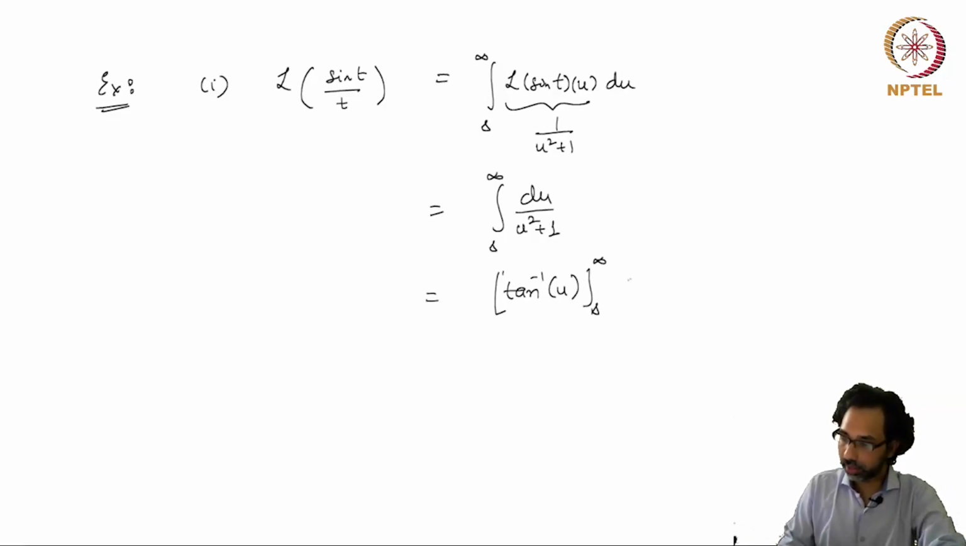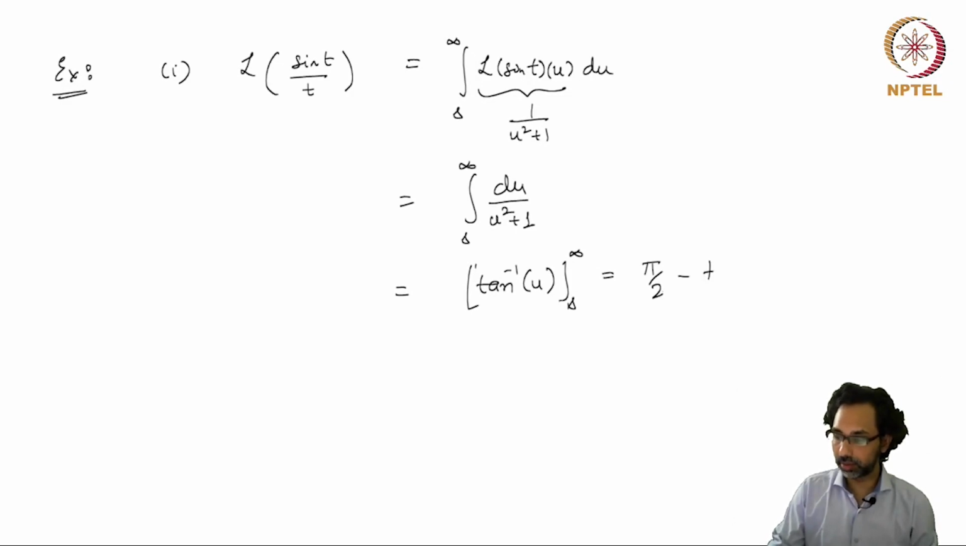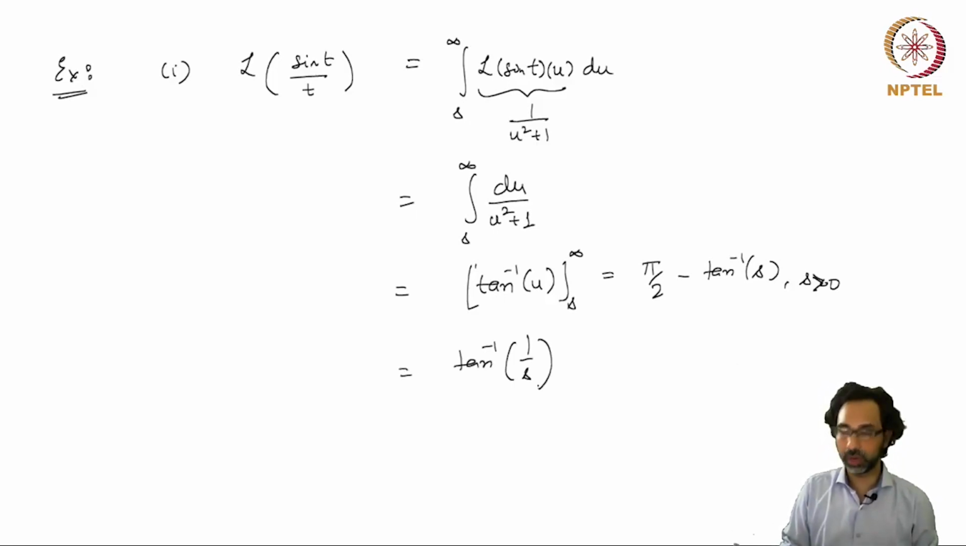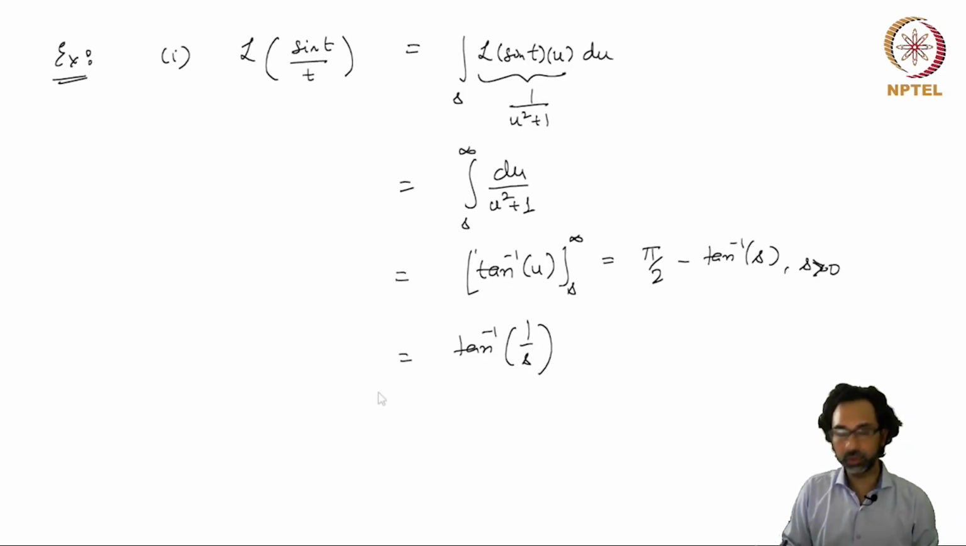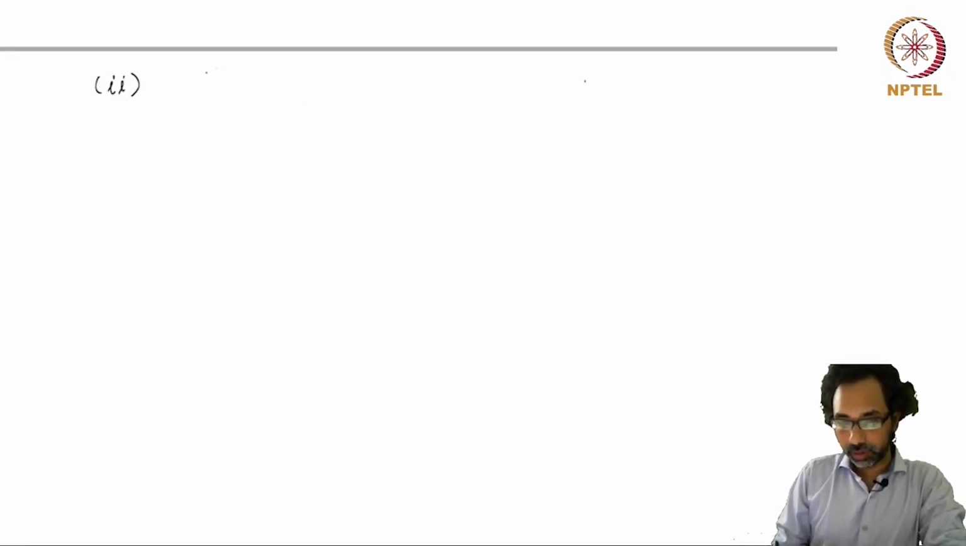So you get pi by 2 minus tan inverse of s, and for s positive this is valid, and in fact one can also write it as tan inverse of 1 over s. Using standard formulas for inverse trigonometric functions, we get tan inverse of 1 over s, and this is valid for s greater than 0.